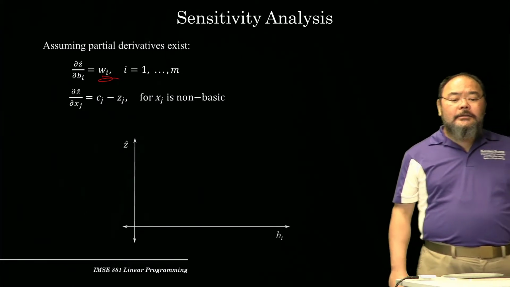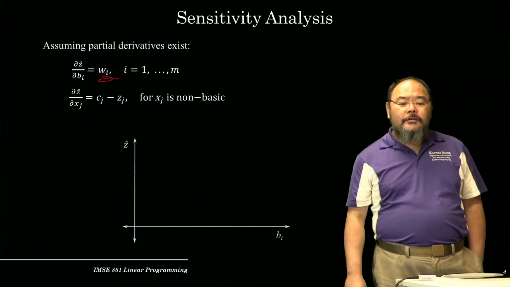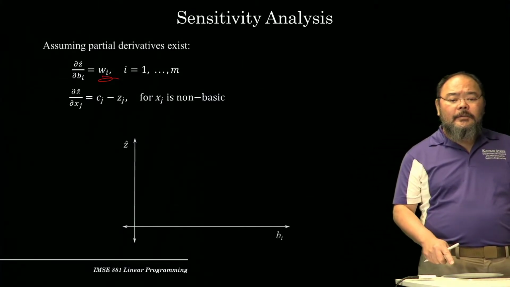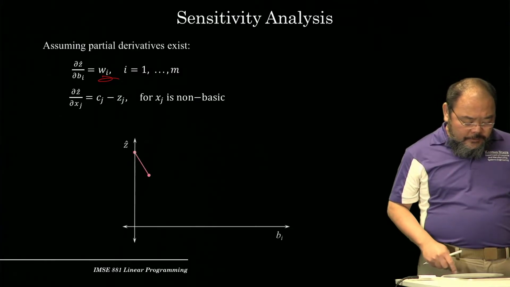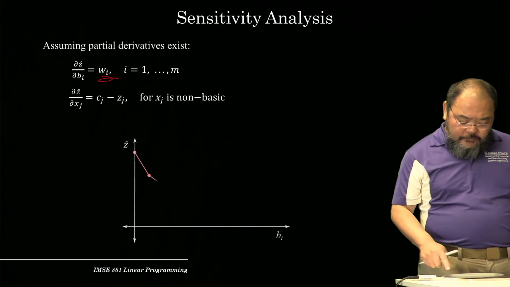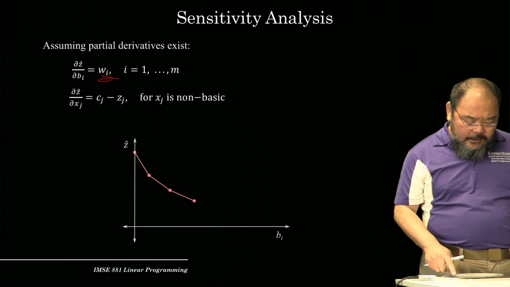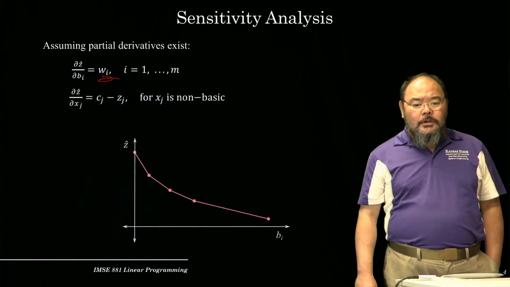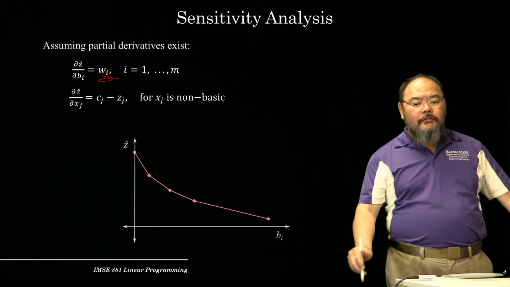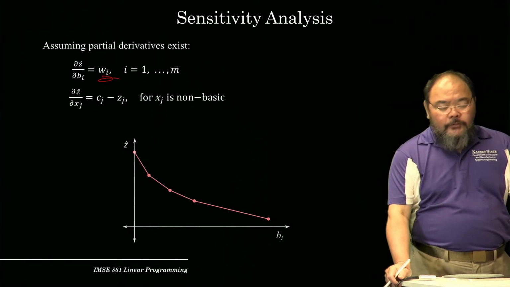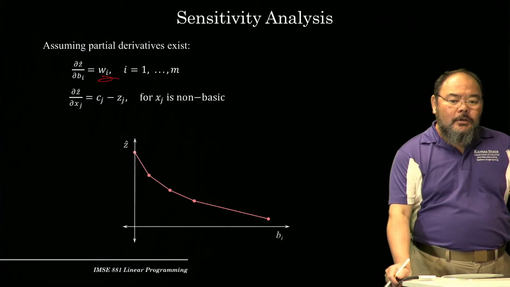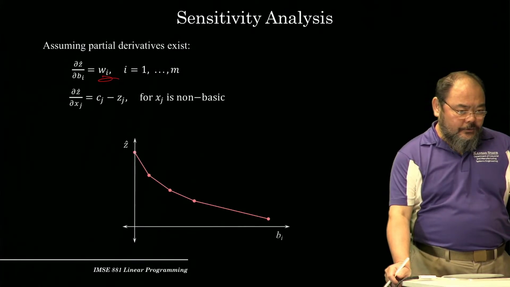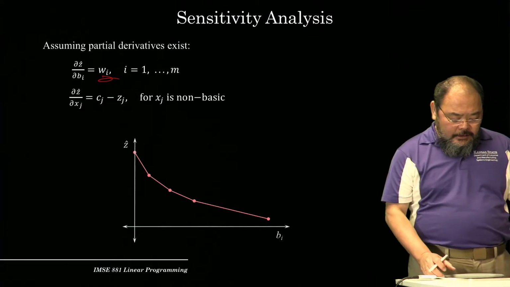Let's look at the first equation, the partial derivative of z with respect to bi. If we keep increasing bi, then we can eventually improve our objective function even more. What is bi? Bi is the right-hand side of your constraint, meaning for that particular resource or constraint, if we relax it, of course we could get a better objective function value in z hat.